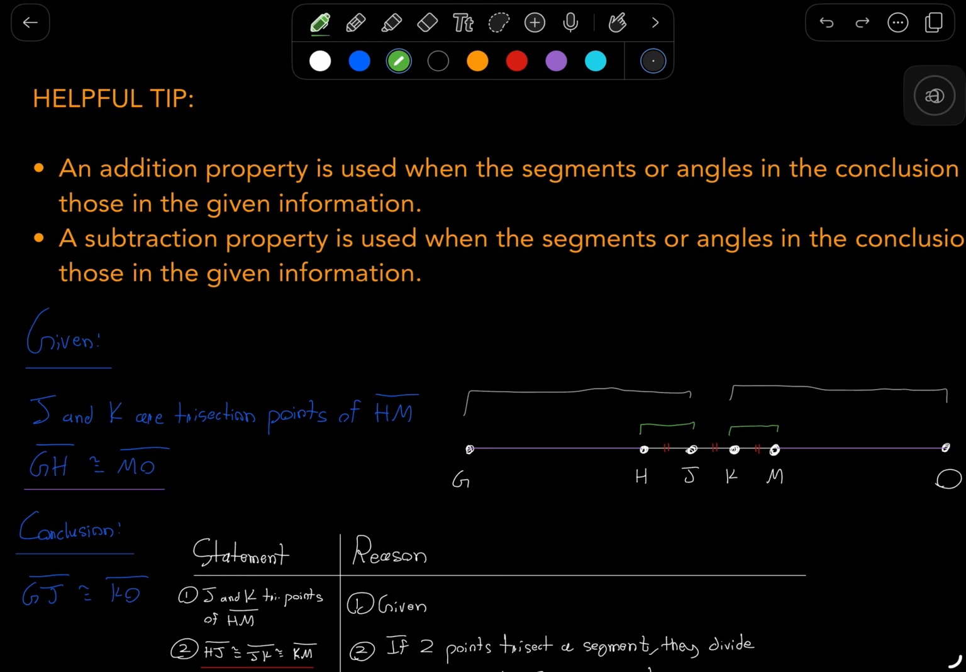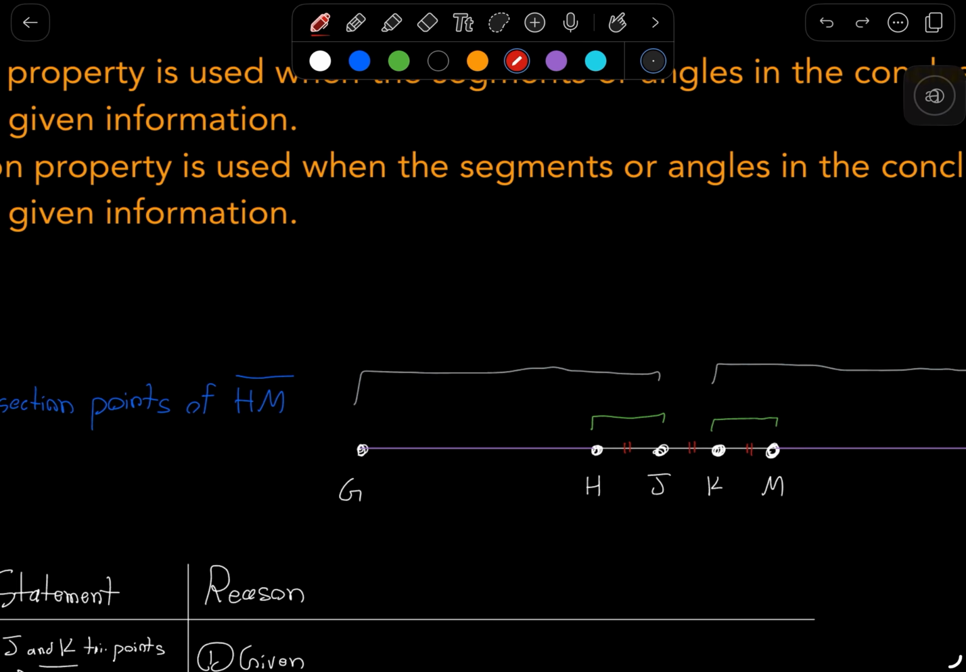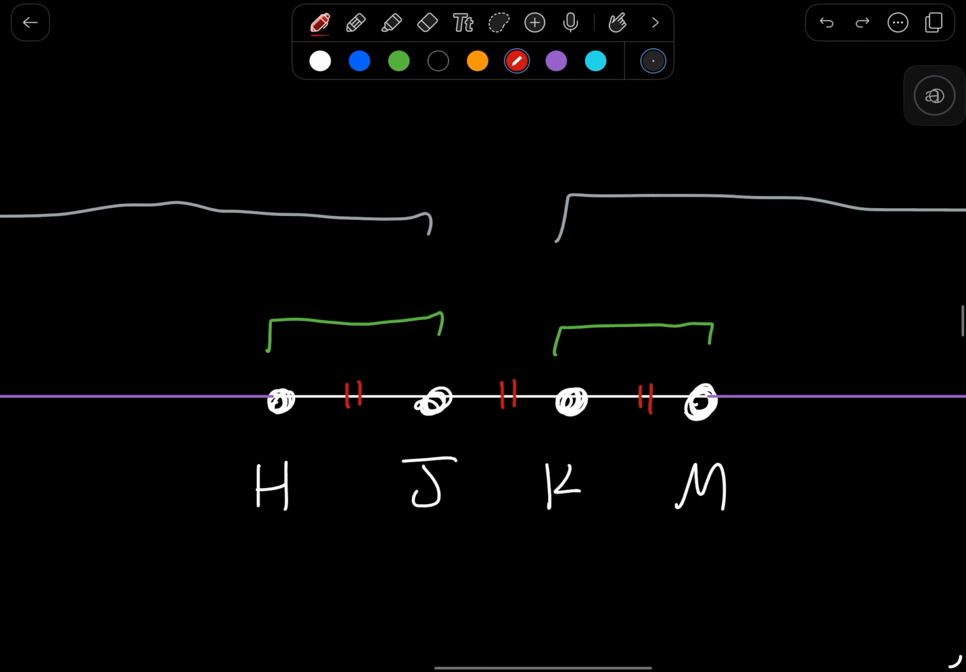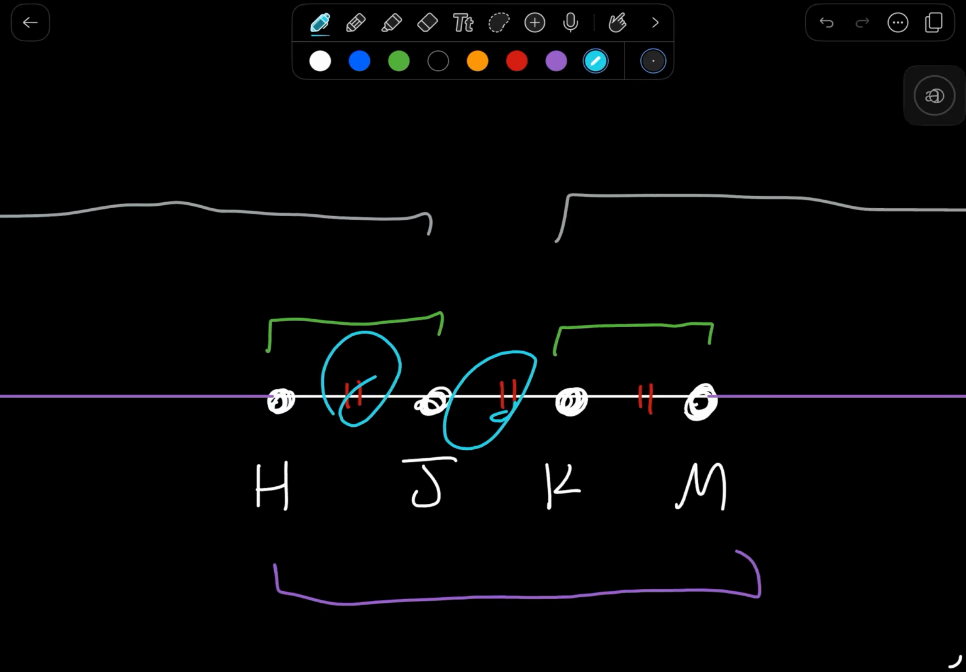So I've highlighted GH and MO in purple, and I've indicated the trisection part in the diagram. Once again, those red markings indicate that these three segments here are congruent, because J and K trisect HM. That's why these three are congruent, dividing it into three equal sections.